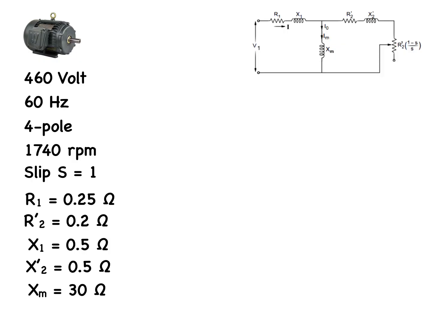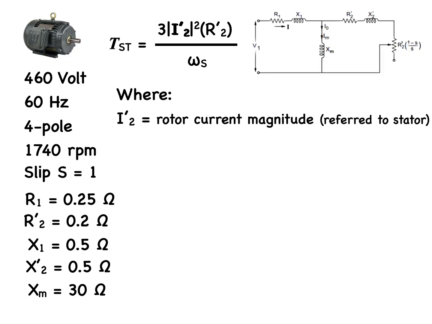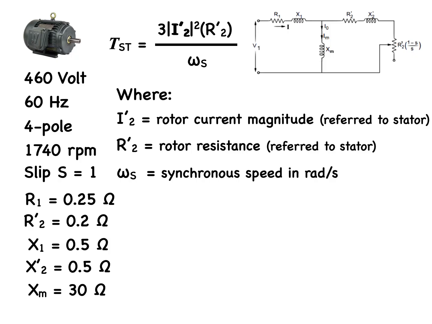The starting torque is found from the rotor power equation. We use the starting torque, tau, equal to 3 times the magnitude of the rotor current squared, multiplied by the rotor resistance and divided by the synchronous angular velocity omega s, where I'2 is the rotor current referred to the stator, R'2 is the rotor resistance referred to the stator, and omega s is the synchronous speed in radians per second.